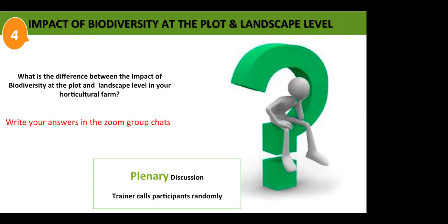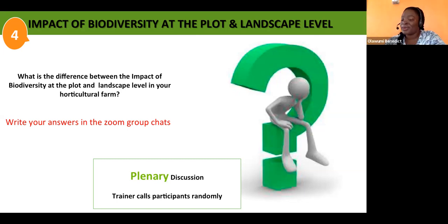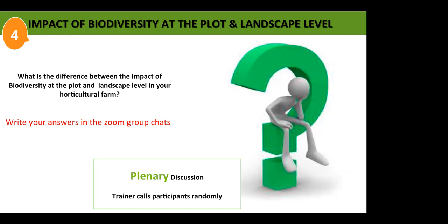I think in relation to the size, the diversity on plot level should be minimal compared to the landscape. Or better say, I don't know, am I in the right direction? Is the answer in the right direction? Continue, I'm listening to you. So I think the impact should be more severe at the landscape level than the plot level.